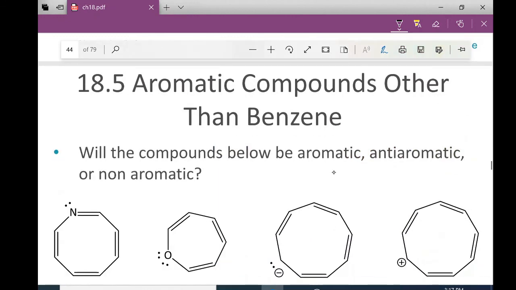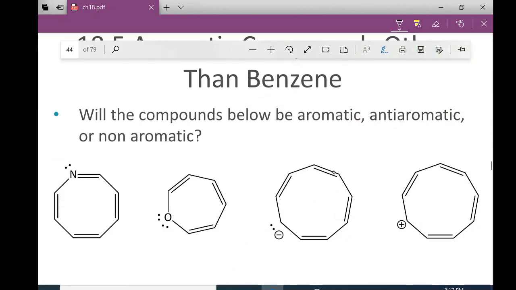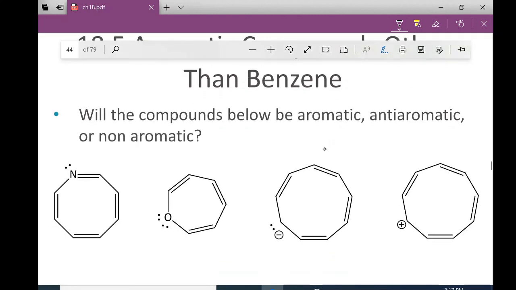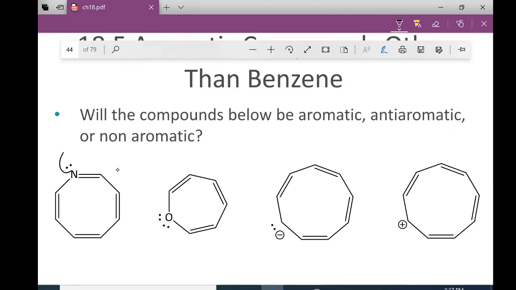All right. So you can see here that we can have other molecules that have heteroatoms in the ring. Are they going to be aromatic, anti-aromatic, or non-aromatic? Here we have a nitrogen double bonded to the carbon next door. That means this lone pair, by the way, is sticking out. It's perpendicular to the ring.